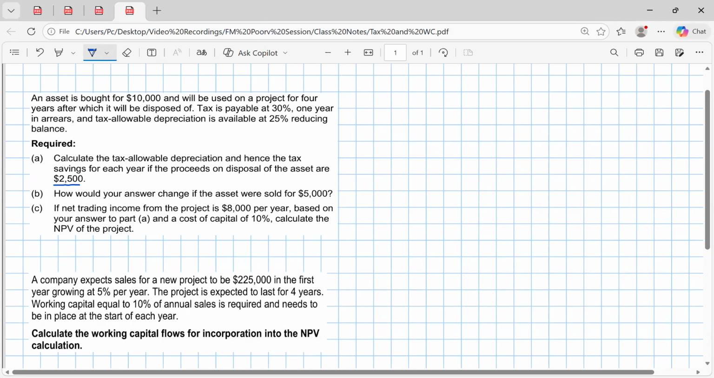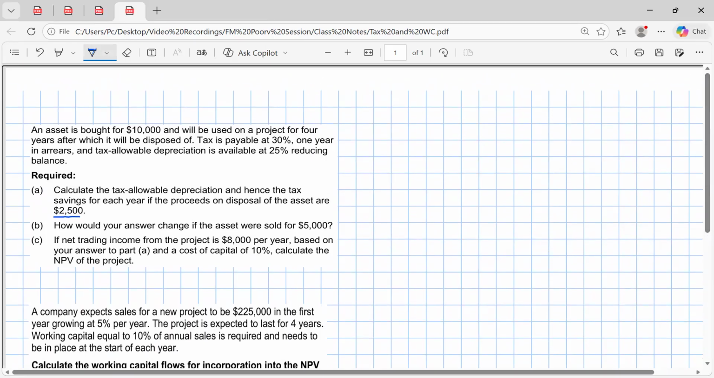So let's start. Project life is 4 years, so let me write it down here. Year one, year two, year three, year four, WDA, and then the tax savings.